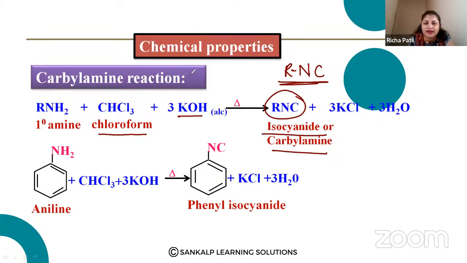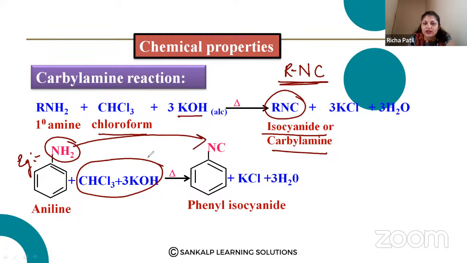So this is the carbalamine test. The reagents used are chloroform and potassium hydroxide. The reaction goes like this. This is the example: aniline, an aryl amine, is treated with chloroform and KOH and heated. The NH2 group is converted to NC, that is isocyanide. So it is phenyl isocyanide. This is the carbalamine test.